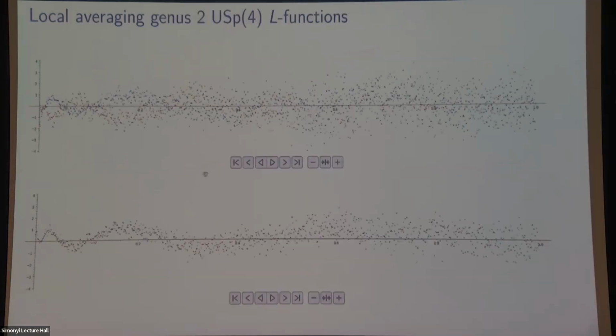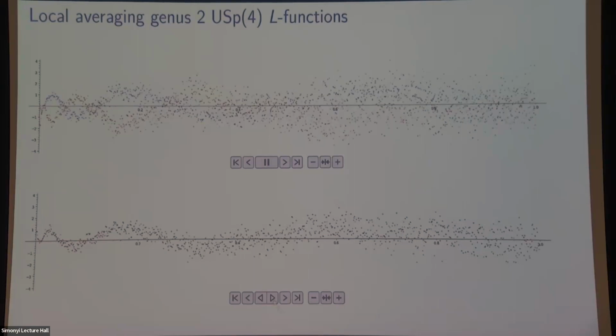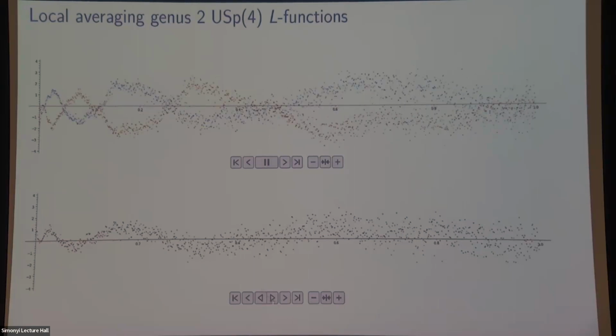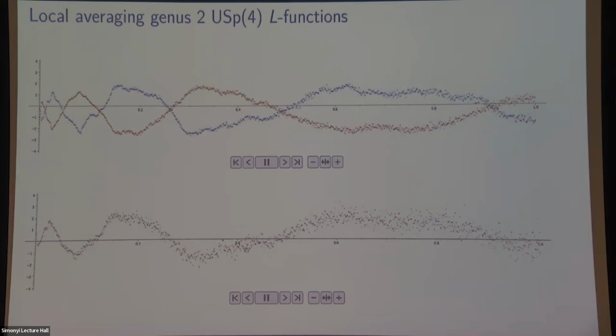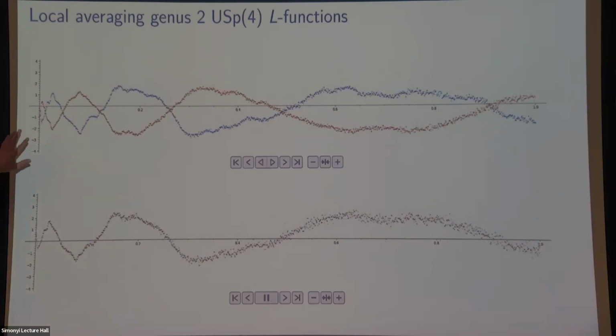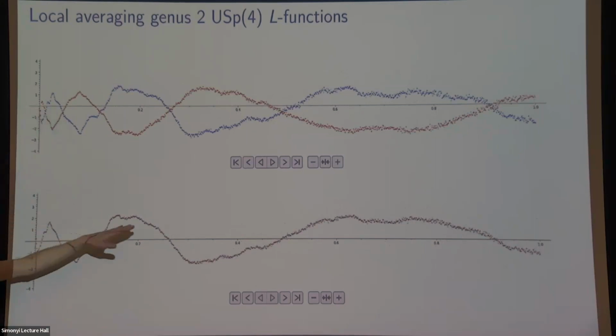All right, now I want to look at what happens when we look at USp4 functions. These are both plots for USp4. This is by root number. Here I'm multiplying by sign to get a single curve. But you'll see again that it's even more noticeable in the genus 2 case how much it cleans up the shape of the curves when you do the local averaging.